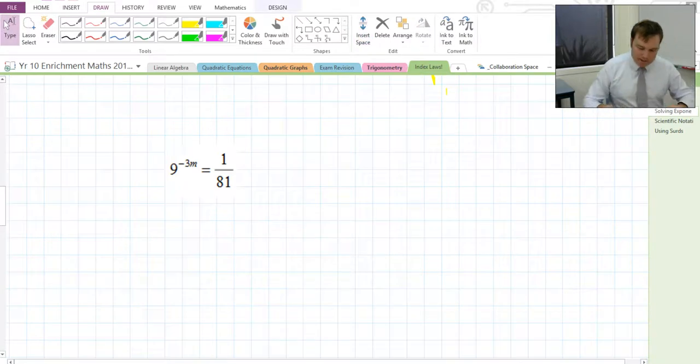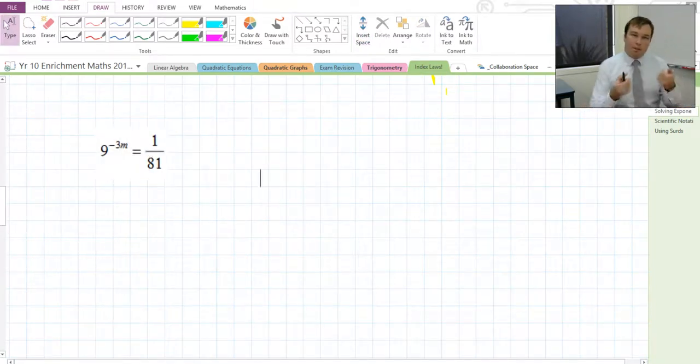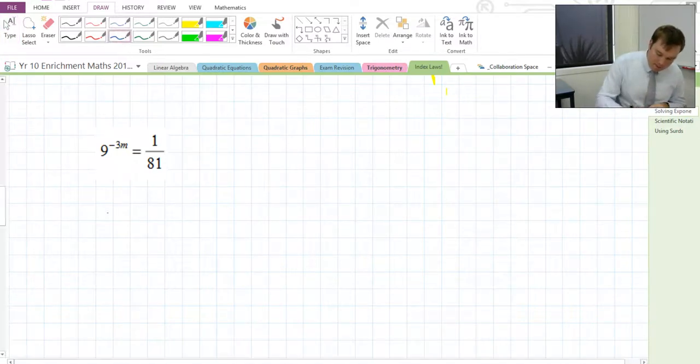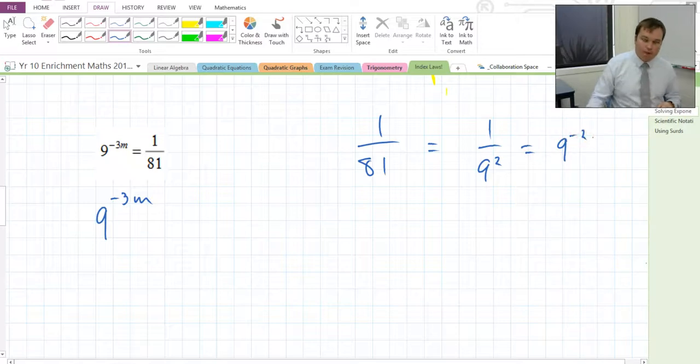Alright, so how do you solve these? You solve this type of equation by hunting for a common base. We want the bases to be the same so we can equate the powers. Now here, I'm going to leave 9 to the minus 3m, and I'm going to recall that 1 over 81 is really the same as 1 over 9 squared. 9 squared is 81, and that's really the same as 9 to the minus 2. So, instead of writing 1 over 81, I could write 9 to the minus 2.